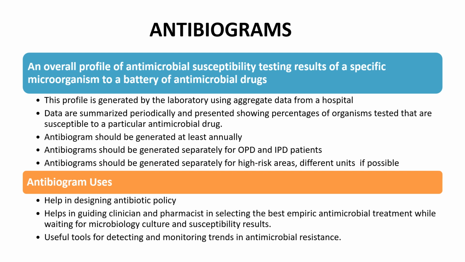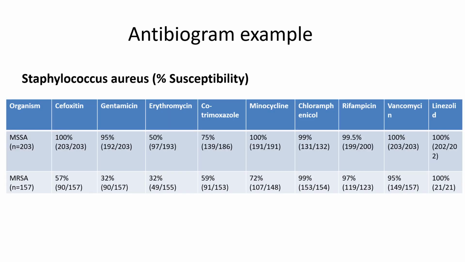The antibiogram helps in defining the antibiotic policy. It helps in guiding the clinicians and pharmacists in selecting the best antimicrobial. It is a useful tool for detecting and monitoring the trends in antimicrobial resistance. This is what a sensitivity antibiogram looks like. We get different percentages of sensitivity. The cut off of sensitivity for selection of the empirical antibiotic is usually around 85%.